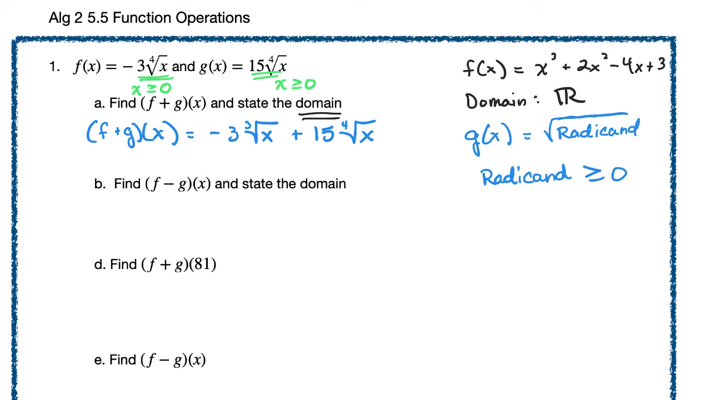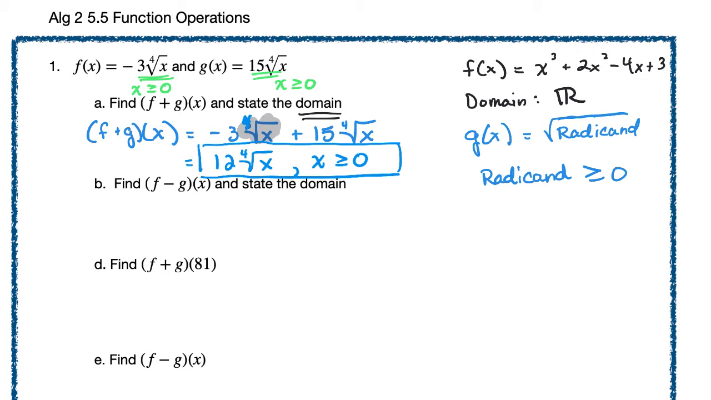Now these are like radicals. They're both fourth roots, thank goodness, that's a fourth root, sorry. They are both fourth roots of x's, so I've got negative 3, then I gain 15, so I'm at a positive 12 fourth root of x's. In the domain, we'll just put x has to be greater than or equal to 0. So that would be your full answer for A.